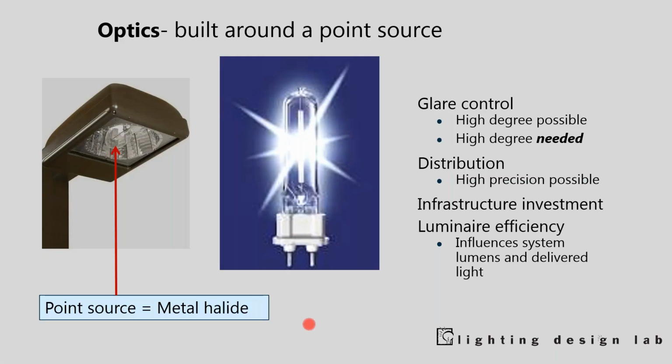But one thing that you have to understand is high intensity discharge, particularly metal halide, is a point source. And it's just a little bright thing. And so I can build reflectors around that and get very good optics. I get good glare control if it's done right. I can shine the light far distance and still get good optical performance.